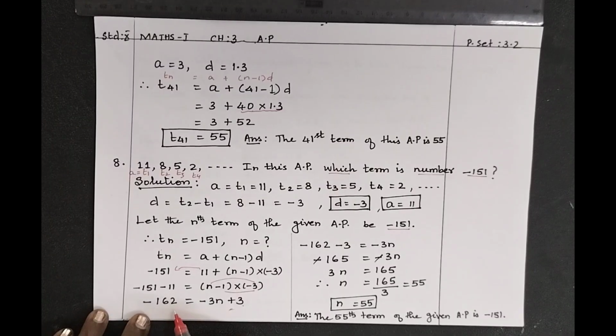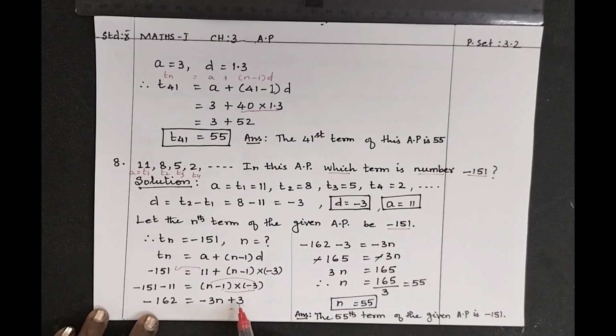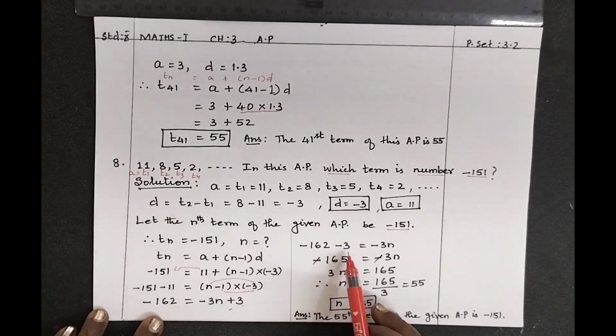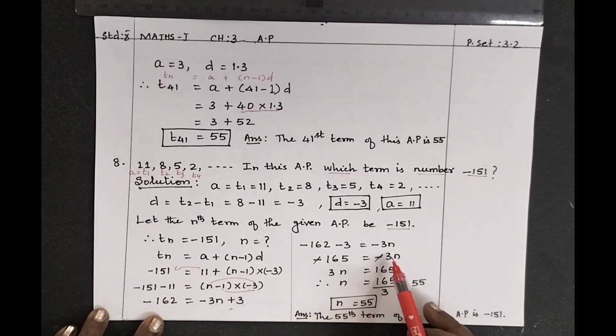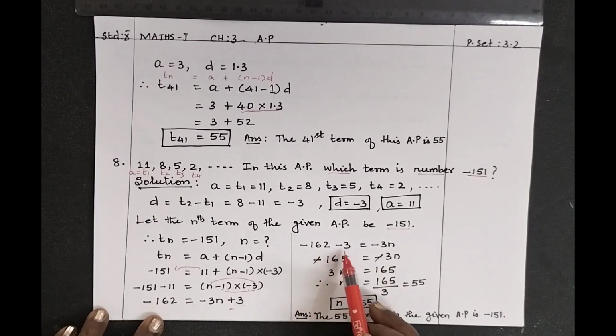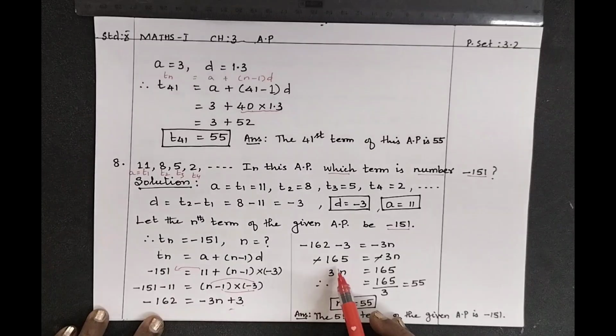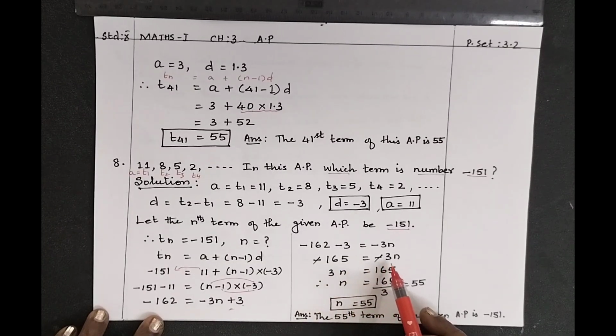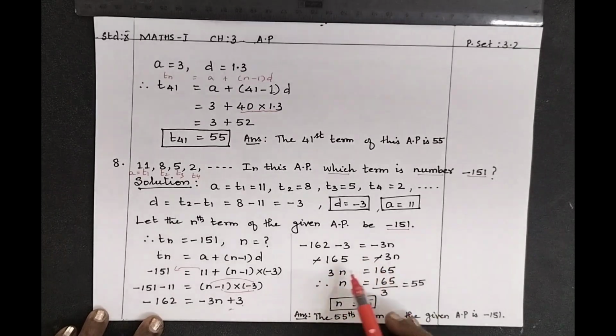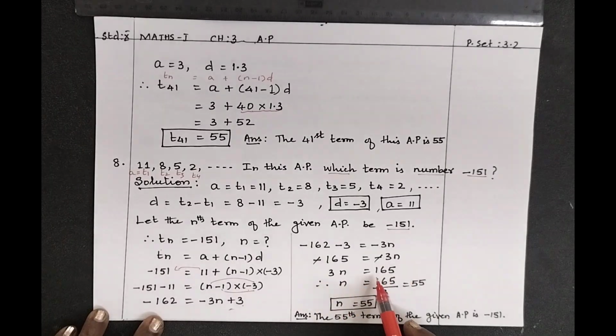So minus 162, which is equal to, open the bracket and multiply, minus 3n and minus into minus is plus, so plus 3. So now minus 162, bring the number to the left hand side, that is plus 3 will become minus 3. So minus 162 minus 3, which is equal to minus 3n. Again both the signs are same, put the same sign, add. So minus 165, which is equal to minus 3n. Let us cancel the minus sign on both the sides. Therefore 3n equal to 165.